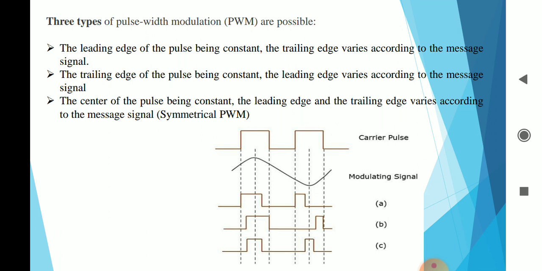And in the third case, the center of the pulse is kept constant, and the leading edge and trailing edge are varied according to the message signal. These are the three different types of PWM signals.